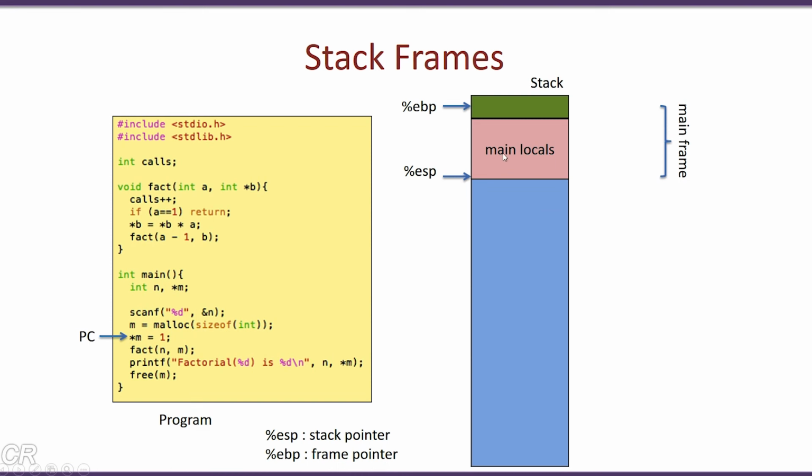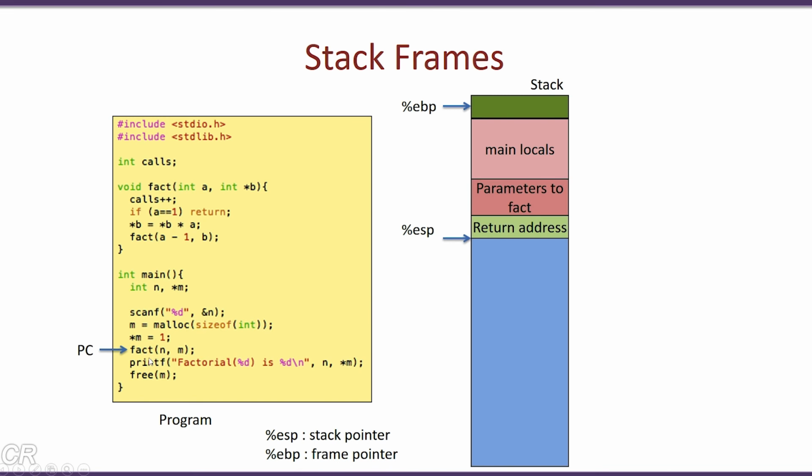Now let us see what happens when the function fact gets invoked. The first thing that main would do is to push the parameters n and m onto the stack, and then it would call the fact function. The call instruction would automatically push the return address onto the stack. So the return address would be the instruction just following the call to fact, and it would indicate the instruction to be executed soon after fact returns.